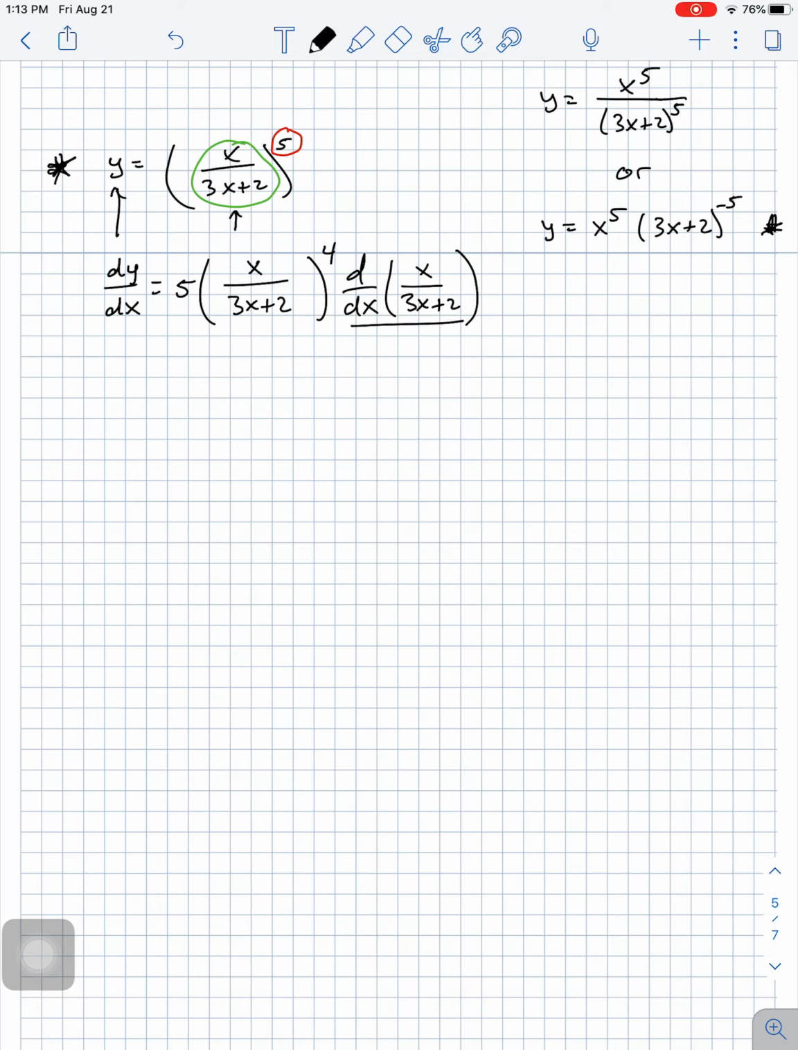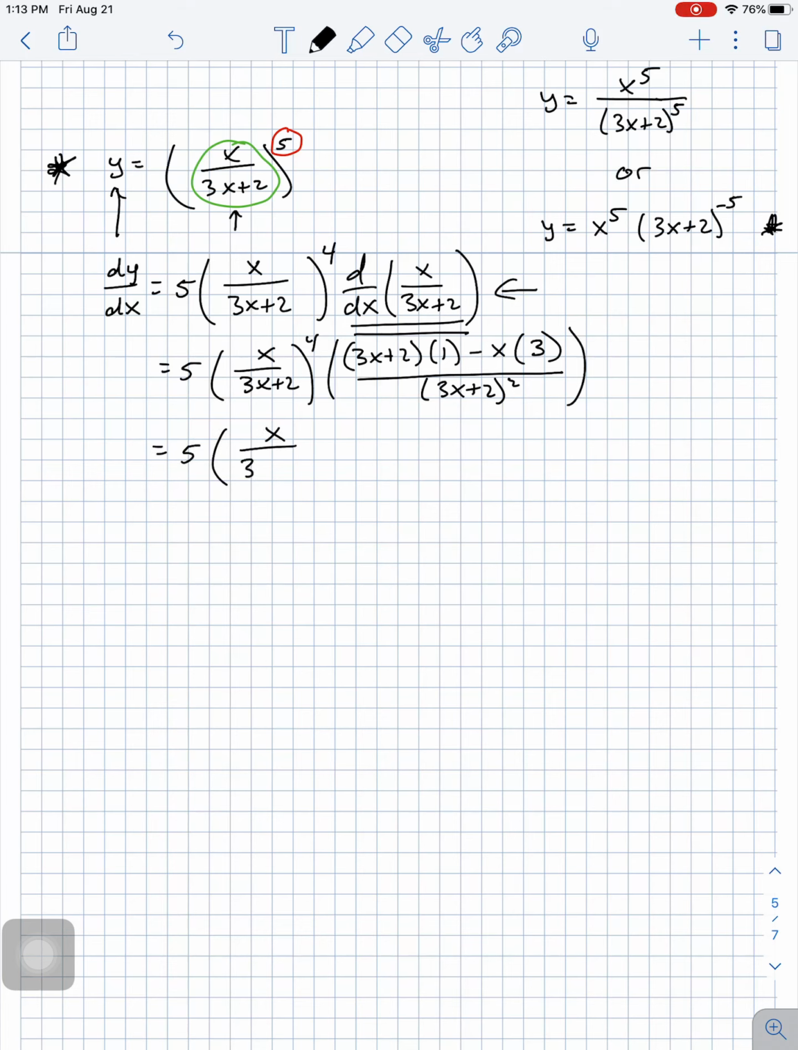Okay, now this is a quotient rule. So I'm going to keep this along for the ride. If you don't recopy it every time, chances are you forget it at some point and don't tack it onto the end. So I would recopy every time, even though it's kind of a pain. Quotient rule here. Low d high minus high d low, square the denominator, and away we go.